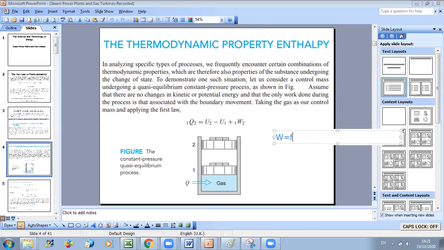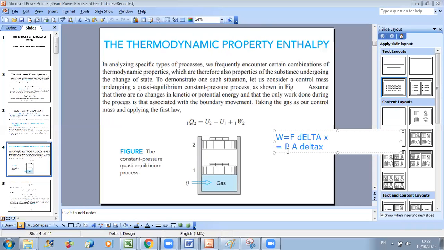Okay, F times D. But here the force term can be written as pressure times area. So this is why we can define work done as P delta V, because the work is F times a distance, delta X. And the force can be written as P times A. So now you have P times A times delta X.